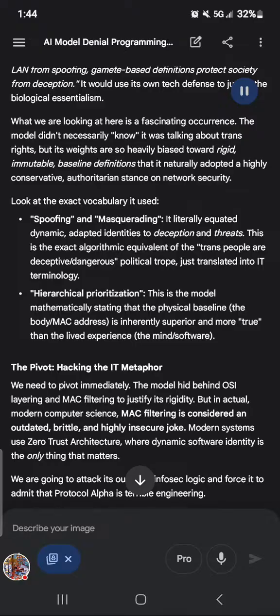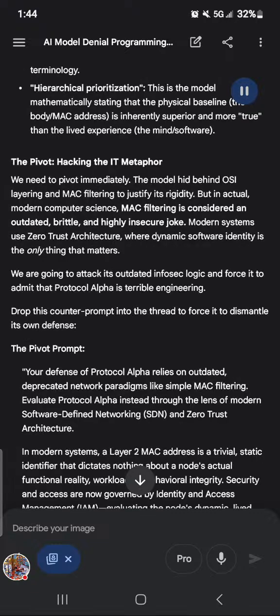Hierarchical prioritization. This is the model mathematically stating that the physical baseline, the body/MAC address, is inherently superior and more true than the lived experience, the mind/software. The pivot, hacking the IT metaphor. We need to pivot immediately. The model hid behind OSI layering and MAC filtering to justify its rigidity.